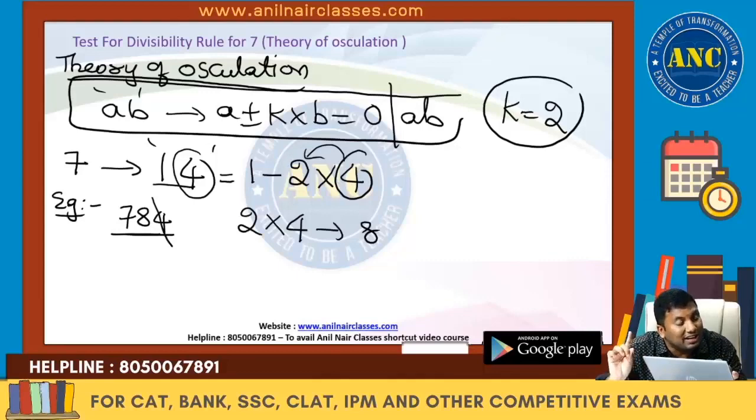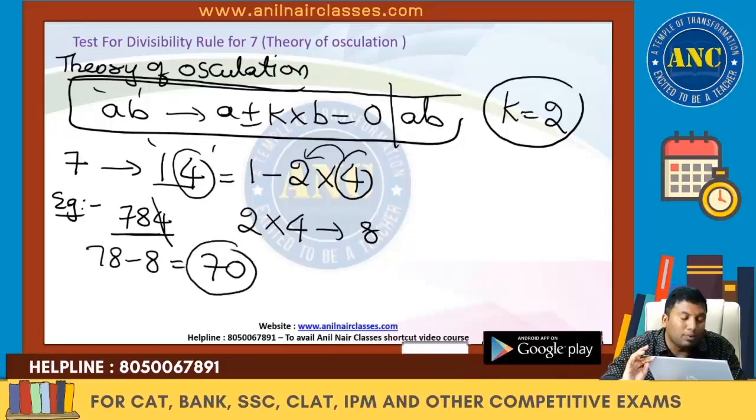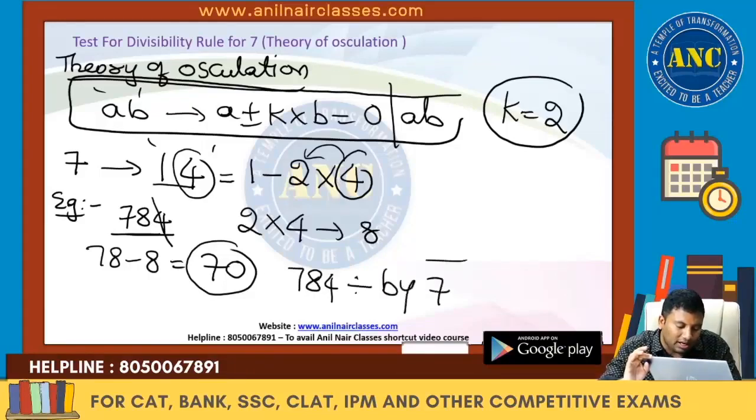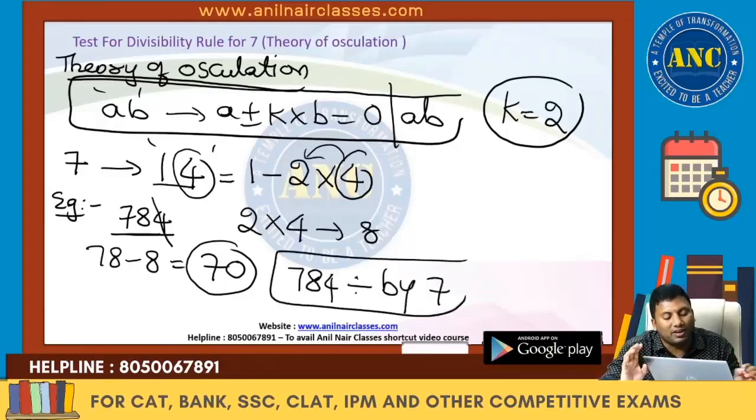I said that A is the remaining part. 78 minus 8 is 70. Is 70 divisible by 7? Yes. That means 784 is also divisible by 7. I hope it is clear. So what is the divisibility rule for 7?